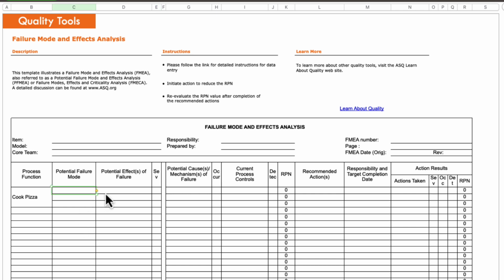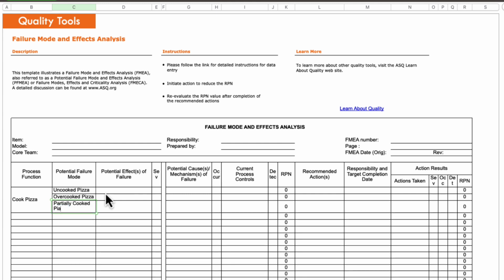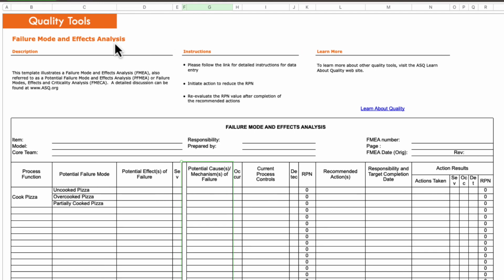So I'm just going to throw a few in here. If you're cooking a pizza, the potential failure mode is you have uncooked pizza. That's a failure mode. You could have an overcooked pizza or a burnt pizza. You can have a partially cooked pizza. And so these are the potential failures of that function. Maybe you could think of some more, but I just want to make sure we get a good start here. And for simplicity, I'm going to leave it here.